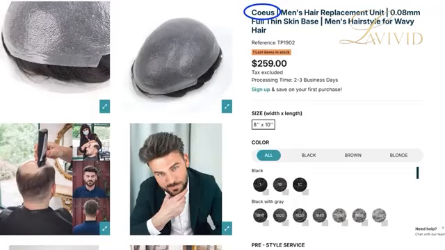In fact, the Coius from LaVivid is the perfect hair system. It's a 0.08mm skin base, but the hair is wavy. You might have seen me in previous videos where I've actually had this system on, and it gives a really good level of volume that doesn't look fake. It's actually quite low density, but it looks more voluminous because of the waves. And the waves are actually quite subtle, but they still add that volume.